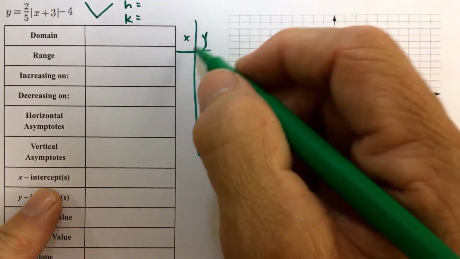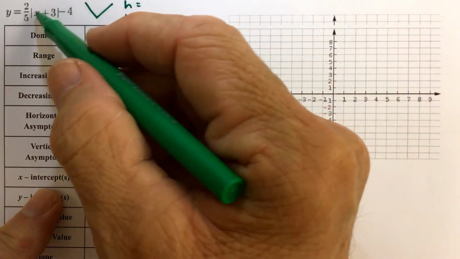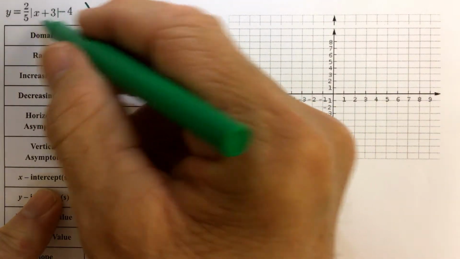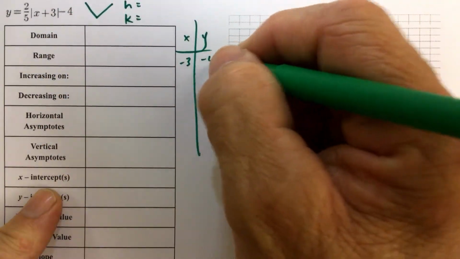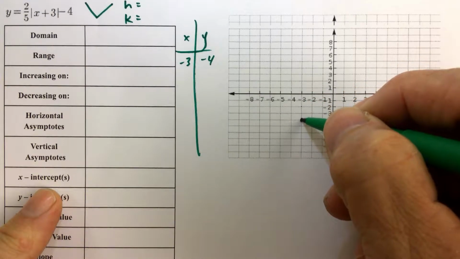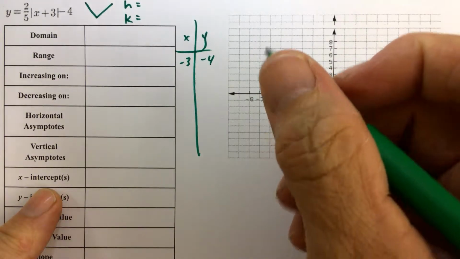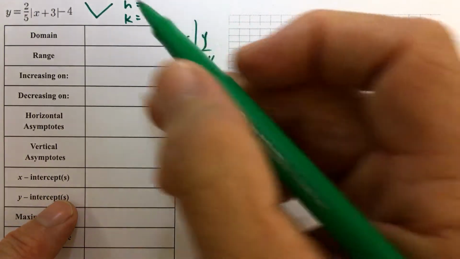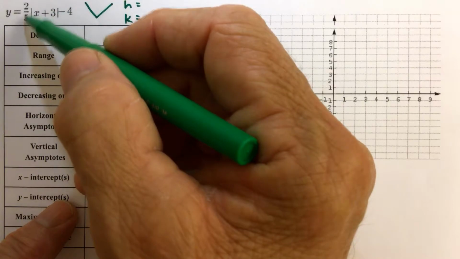Let's pick a value for x, let's say -3. That would make that whole part 0, and then 0 minus 4 is -4. So we know that 1, 2, 3, 1, 2, 3, 4 is a point on the graph. Plotting more points is a little more difficult because of this 2/5 out here.